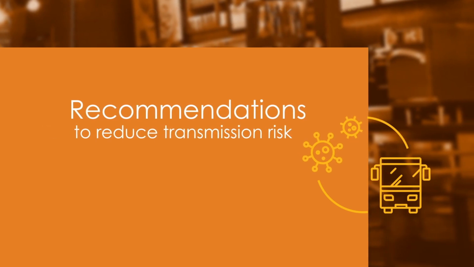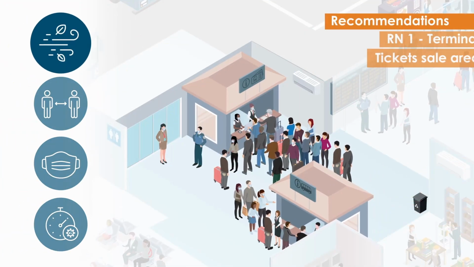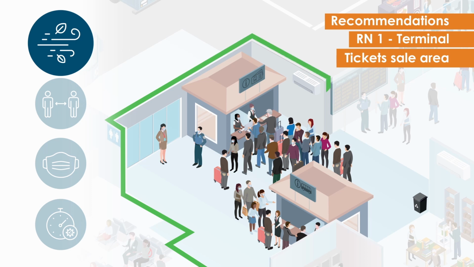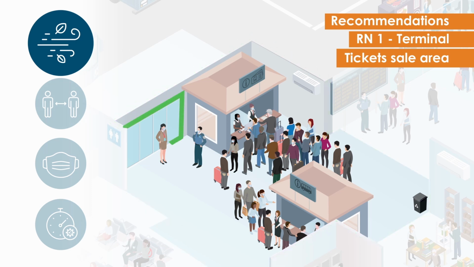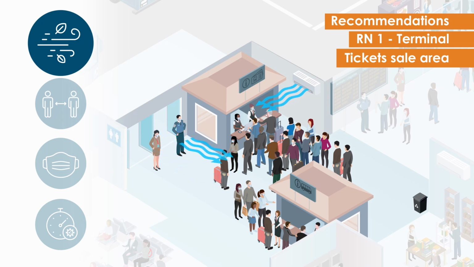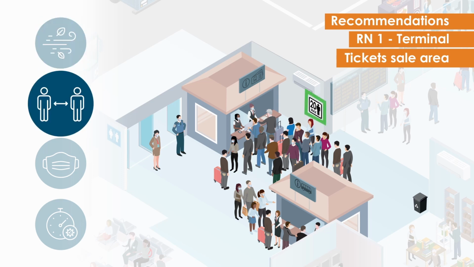Recommendations to reduce transmission risk. Ensure sufficient ventilation at the terminal. Keep the doors open, generating drafts if possible. Turn on the air conditioner to replace the greatest amount of dirty air with clean air, avoiding recirculation mode. Define the maximum capacity of the terminal, communicate it, and control it.